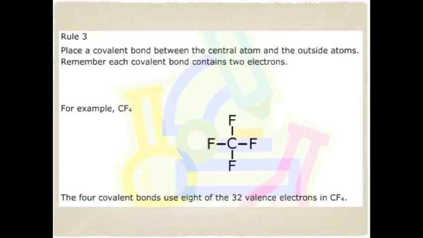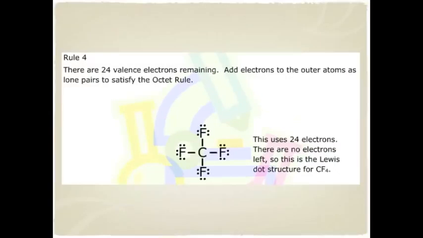Rule 3. Place a covalent bond between the central atom and the outside atoms. Remember, each covalent bond contains 2 electrons. For example, CF4. The 4 covalent bonds use 8 of the 32 electrons in CF4. There are 24 electrons remaining. Add electrons to the outer atoms as lone pairs to satisfy the octet rule. This uses 24 electrons. There are no electrons left, so this is the Lewis dot structure for CF4.